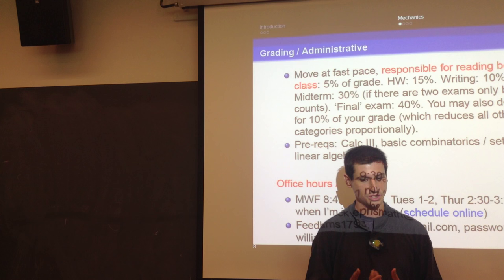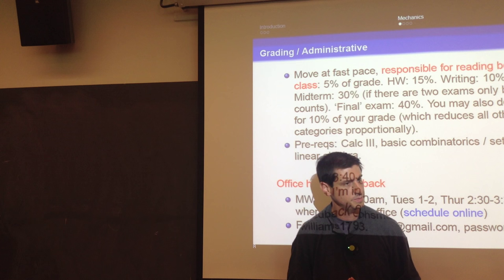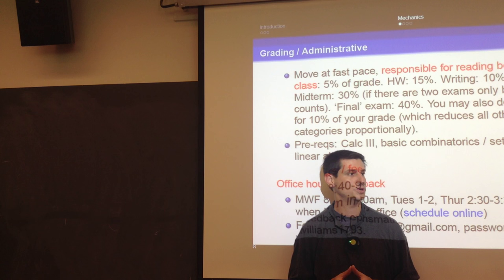The other thing, and this is not just for the class, if you want to contact me anonymously, you may use the email address evesmath@gmail.com. The password is williams1793. It used to be the Fibonacci numbers, but somebody changed the password. All I ask is please don't change the password. It's a real pain to talk to Gmail.